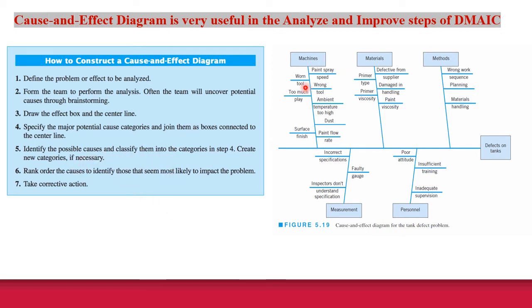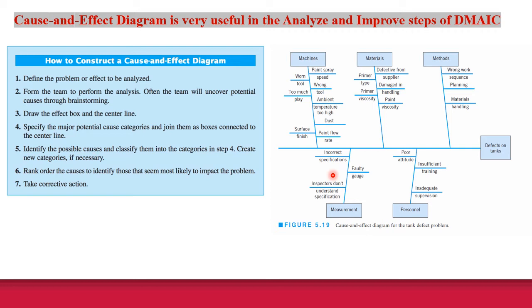And then off of each of these categories, they'll list what could cause it. So in machines, maybe it's a worn tool, or too much play, or the wrong tool, or there's dust in it, etc. For methods, is it wrong work? Is the planning wrong, or is it materials handling? Are we doing something wrong with that? Personnel, is it inadequate supervision causing the problem? Is it insufficient training, poor attitude, etc. So this gives you kind of a big flow chart that you can use to try to figure out exactly what's going wrong with your process.